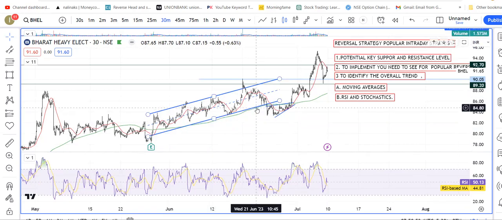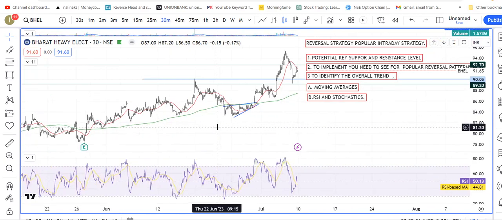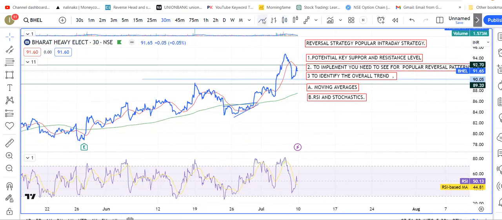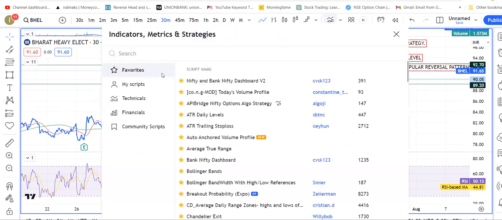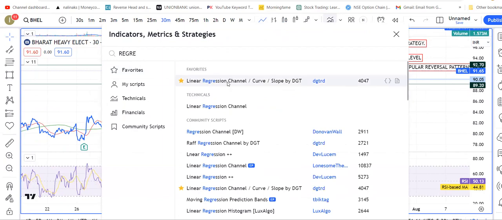And one more thing, in TradingView, somebody has provided a very good regression channel. Actually, it is an open script. I'll show it to you in the indicator section. If you click on indicators, if you type regression, linear regression channel, slow by DGTRD.